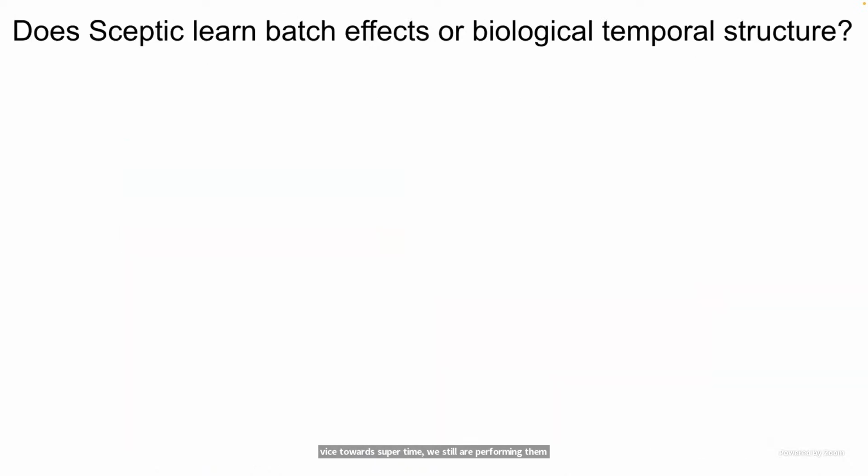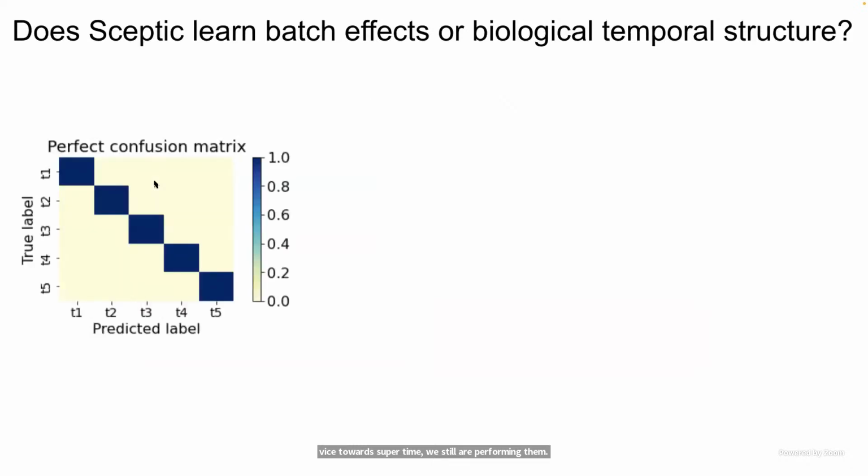You might be curious whether our SCEPTIC model is simply learning batch effects or the real temporal structure. Imagine a scenario where, for each time label, you have a strong batch effect specific to that time label. You can still train SCEPTIC and achieve a perfect confusion matrix that looks like this.